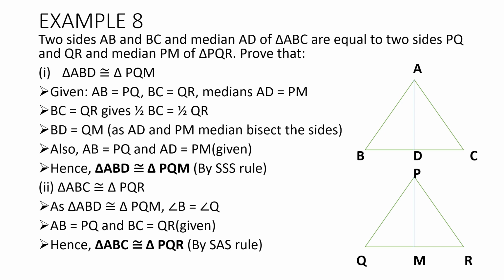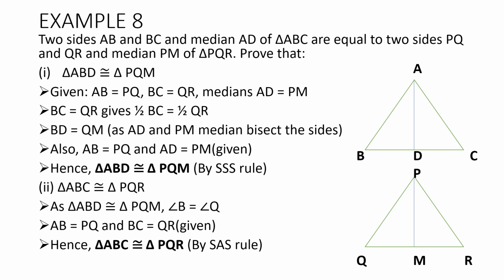So first thing, it is given that AB and PQ are equal. Also BC is equal to QR, that is also given to us. And third thing which is given to us is medians are also equal, AD equal to PM. Now BC equal to QR, so obviously half BC will be equal to half QR. But what is half BC? Half BC is BD. Median means it bisects. So BD is equal to QM because half QR is QM.